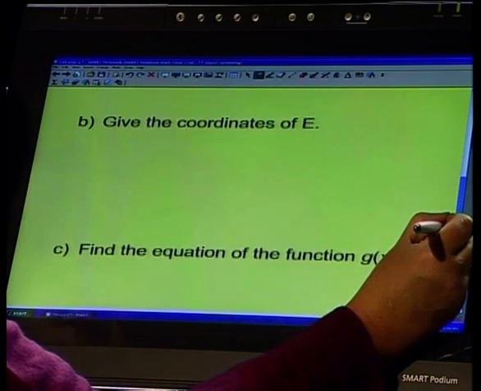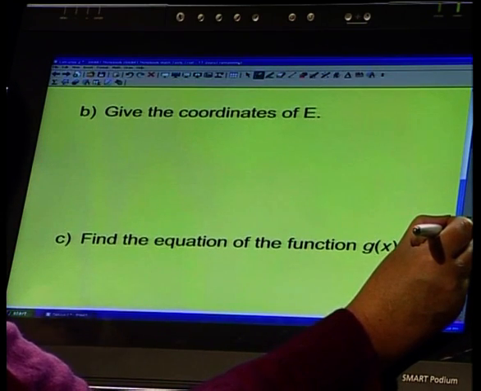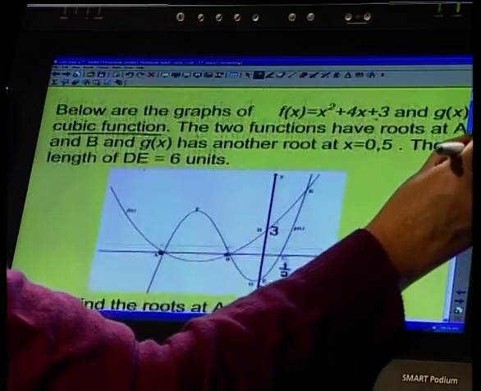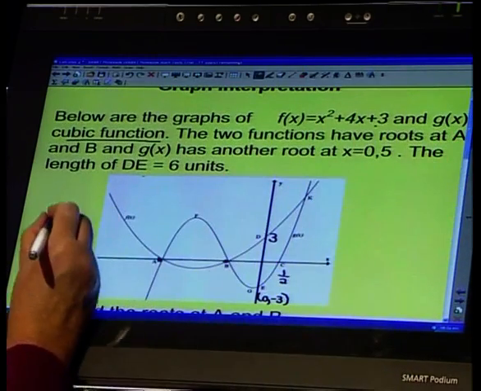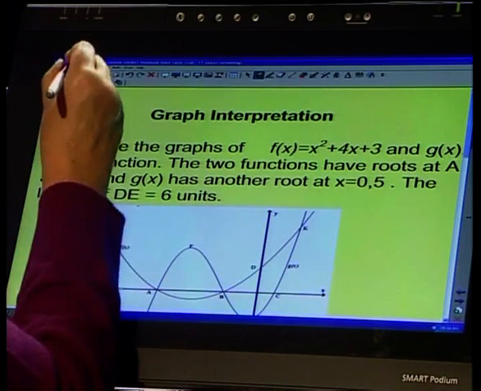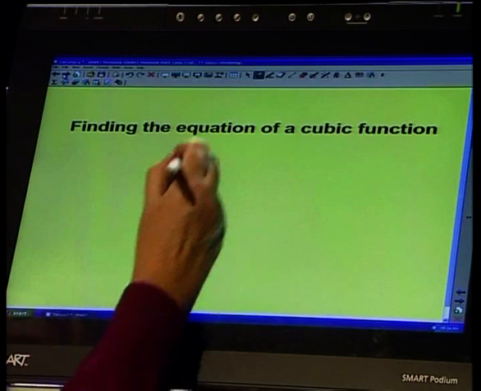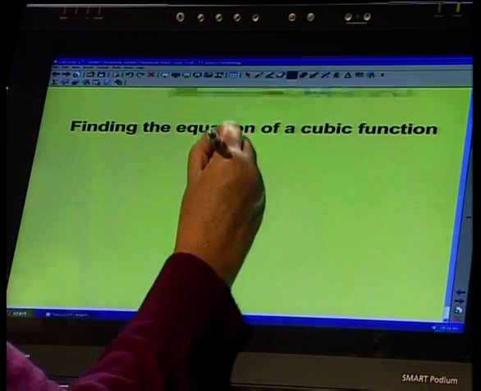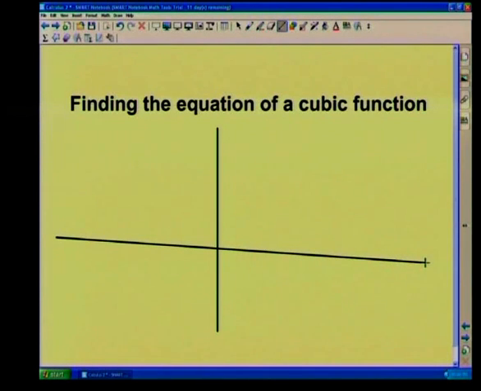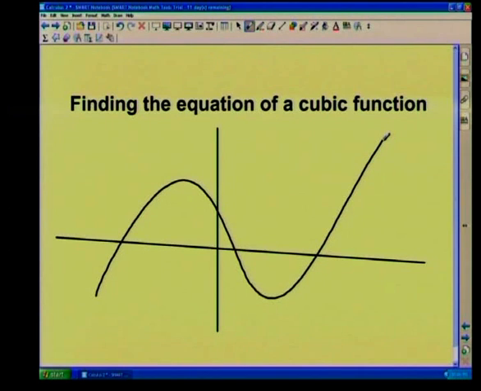The third question says find the equation of g of x. And now this is where I want to stop for a little bit. So maybe we just need to actually get those x roots because we're going to need them to explain this. In fact, before we go there, let's go to another page and let's just talk about it. Now, you've done finding equations of parabolas and all other graphs you've drawn. This is not really very different in any significant way.